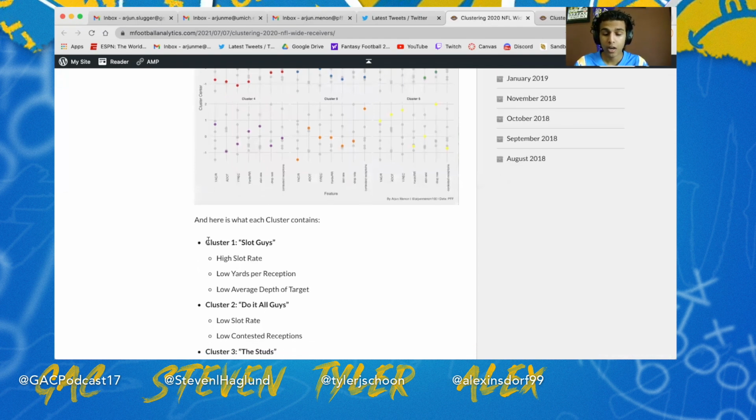Cluster one, I classified them as the slot guys. Slot guys have a high slot rate, so they play in the slot a lot. They have a low yards per reception and a low average depth of target. So they're probably the guys that play in the slot and go over the middle most often and are like the security blanket for the quarterback.